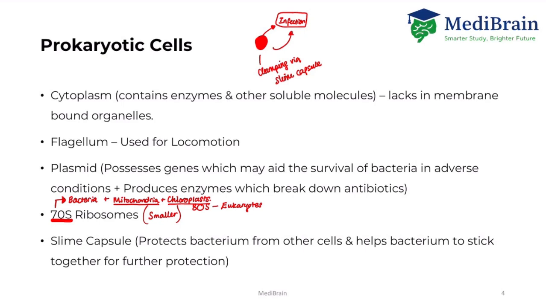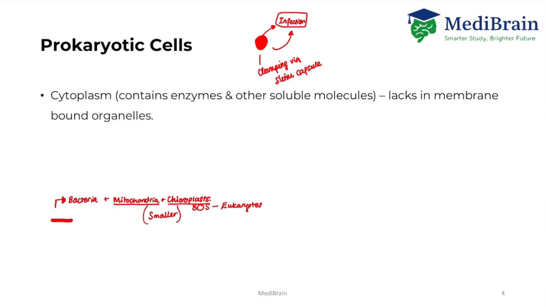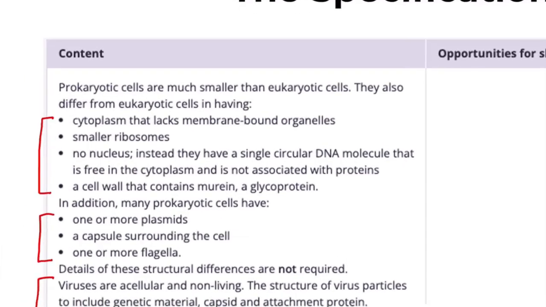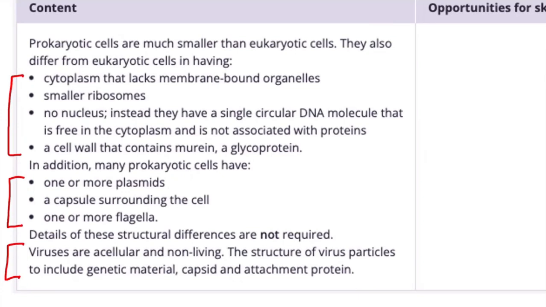Okay, so those are the structures of prokaryotic cells, and that's the depth that you need to be aware of. There are a few exam questions that we are going to be looking at, which surround the structure of bacterial cells. But ultimately, even when we have a look at the spec, it says prokaryotic cells are much smaller than eukaryotic cells, which we have covered.